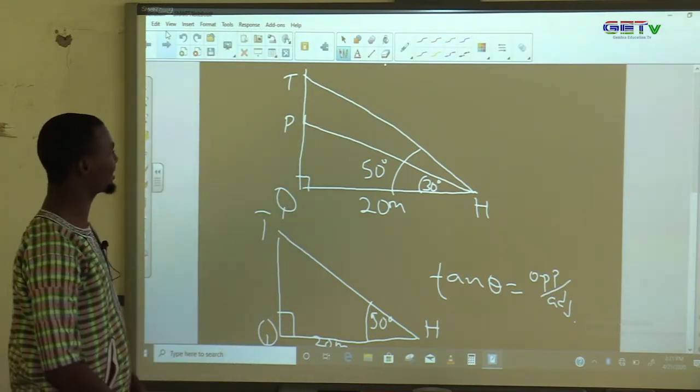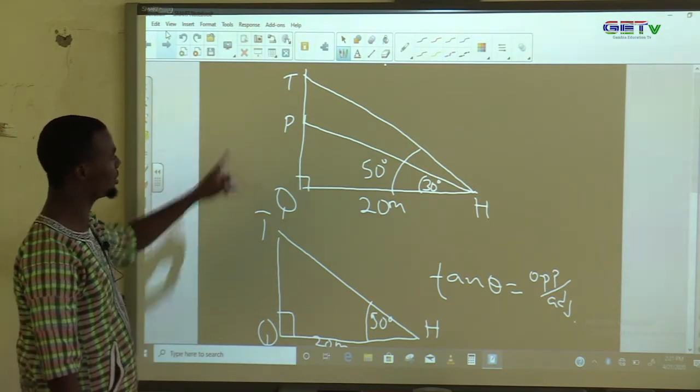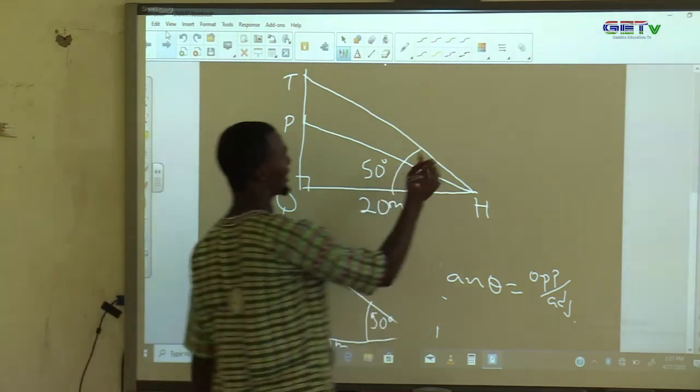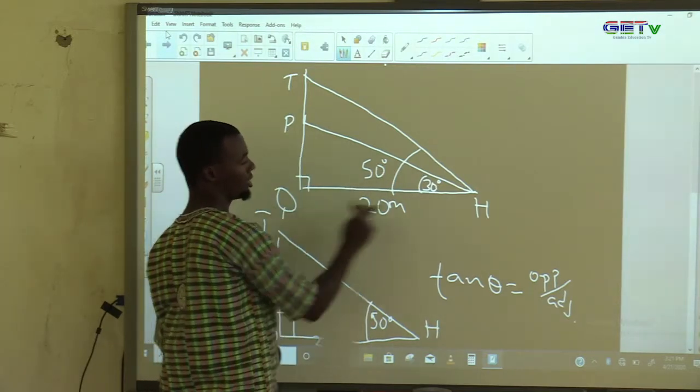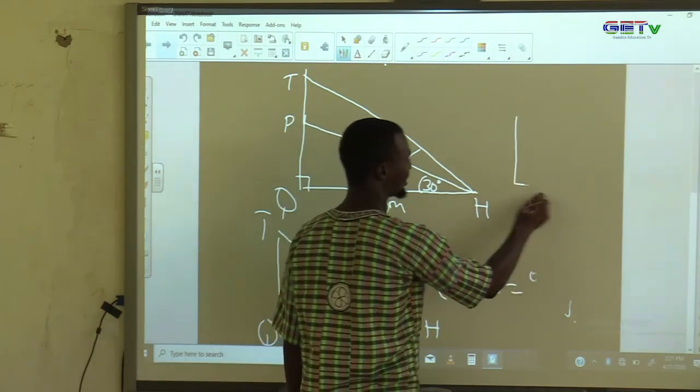Now we look at the next one. We look at the triangle in our next right angle triangle. It will be right angle triangle PQH. We have that triangle.